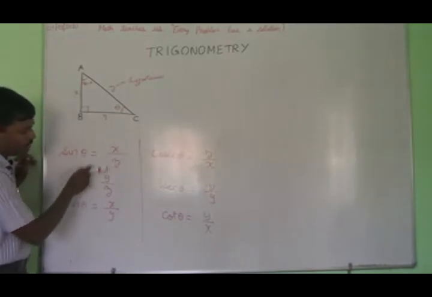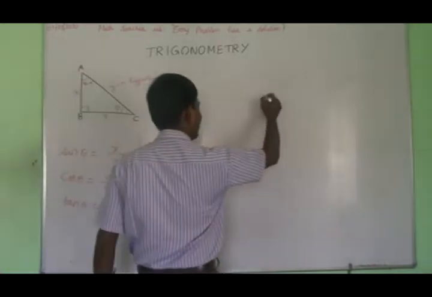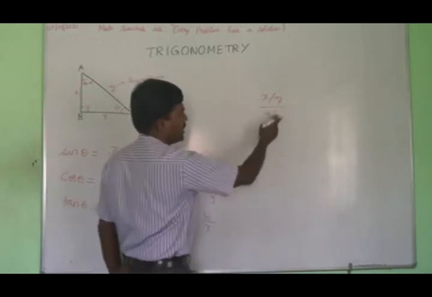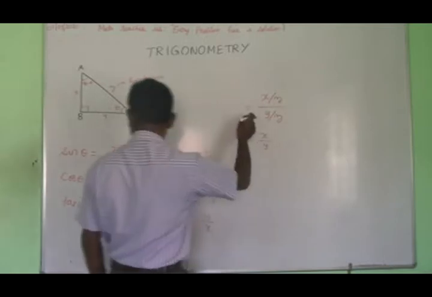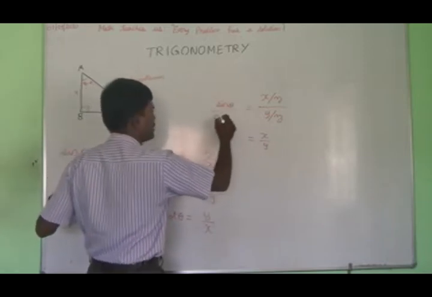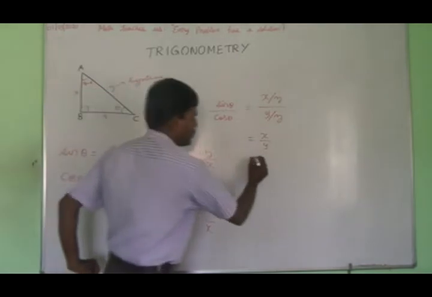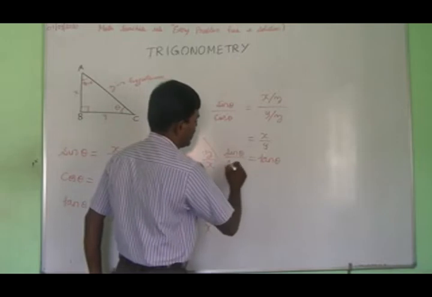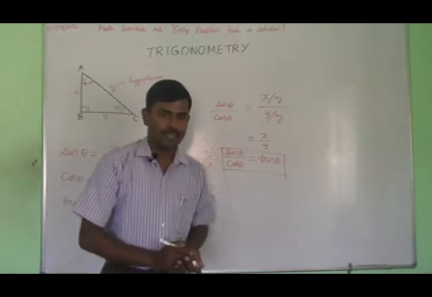Try dividing this ratio and this ratio and tell me what happens. See, x by z divided by y by z. The z and z will get cancelled, and you will end up getting x by y. So this is sine theta that has been divided by cos theta, and you are getting x by y. x by y is nothing but your tan theta. So from this we can realize that sine theta by cos theta is equal to tan theta, and it is one of the important results.